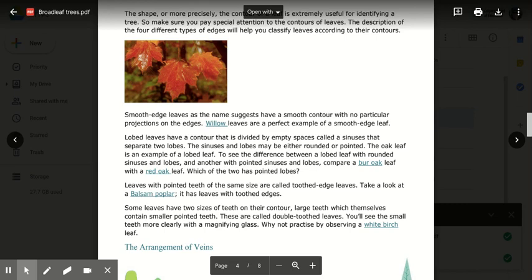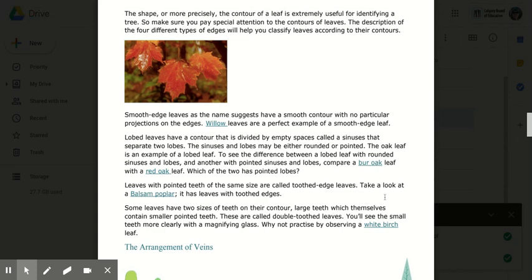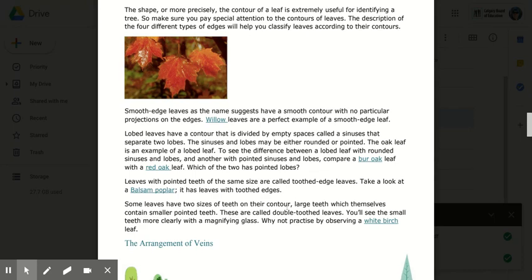So basically, you just have to look at the edge of your leaf and try to describe it. For me, I want to assess how well you're observing. So how much are you noticing, and how detailed are you being in your descriptions? It doesn't have to be a lot of words. You just need to be specific about what you see. So what does the edge of the leaf look like?